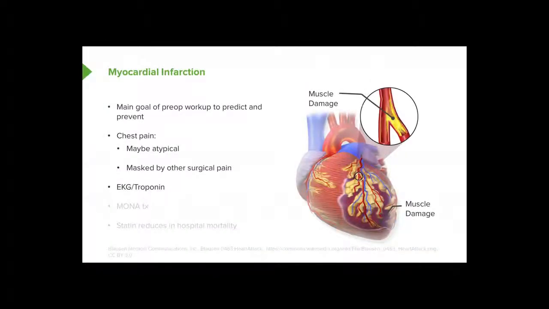Remember, get an EKG and a set of troponins. These are high-value, low-cost studies. If the patient is determined to have a myocardial infarction, we initiate MONA therapy. And we also start statins to reduce in-hospital mortality. MONA stands for morphine, oxygen, nitroglycerin, and aspirin.